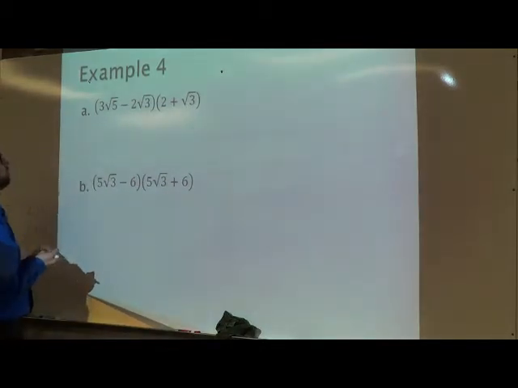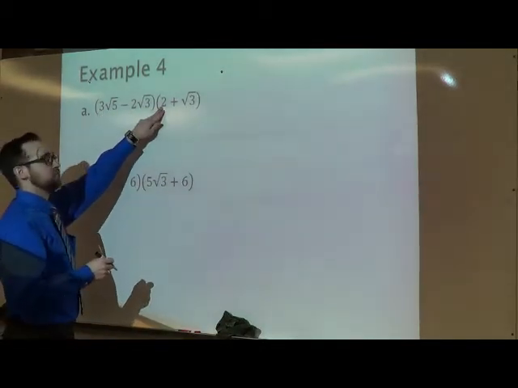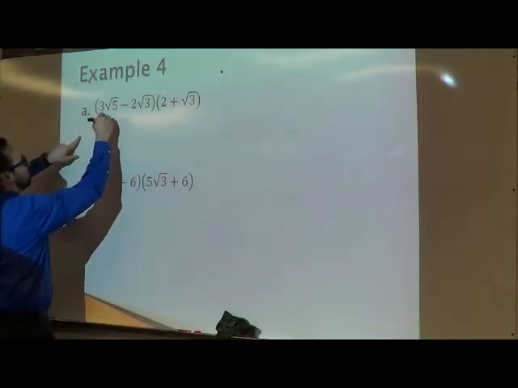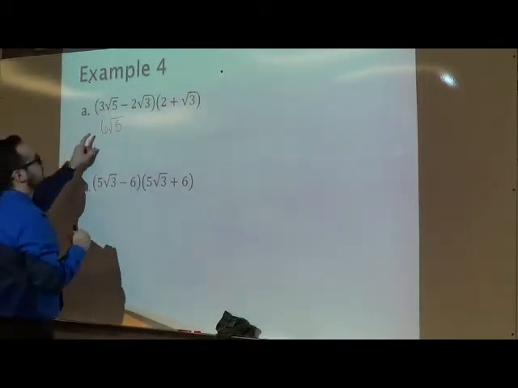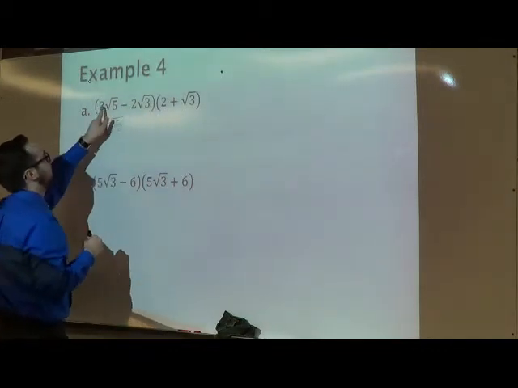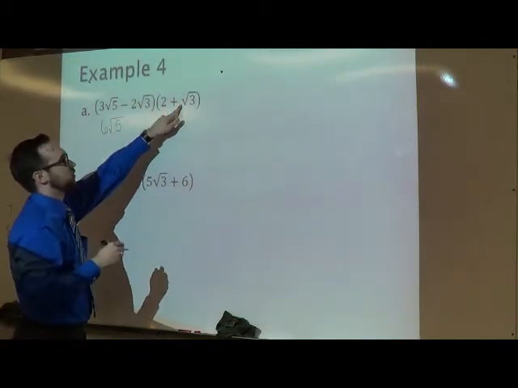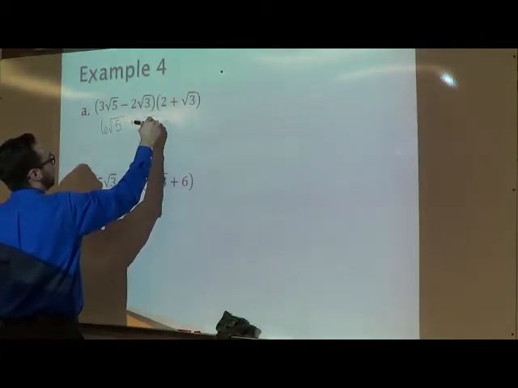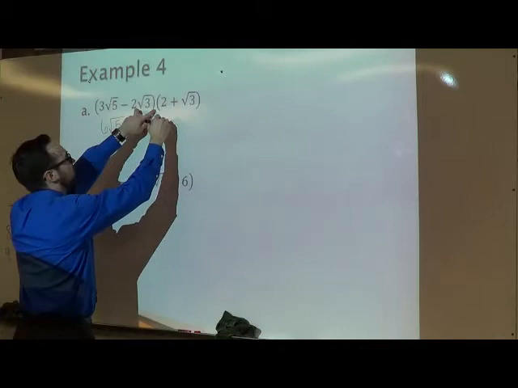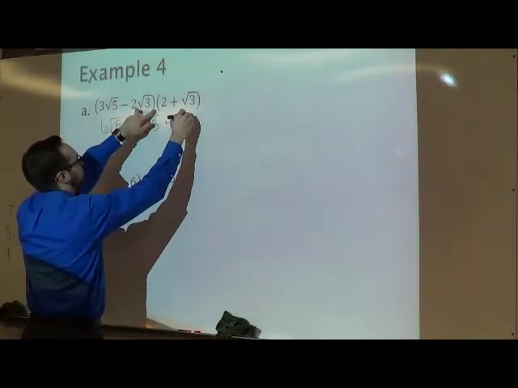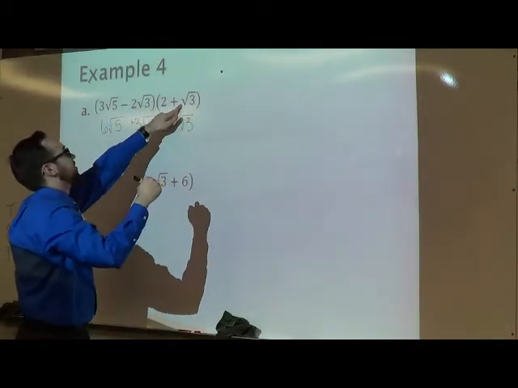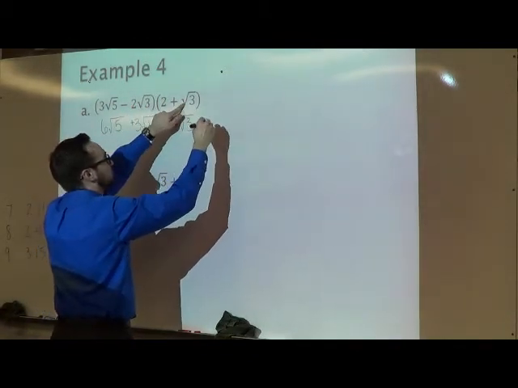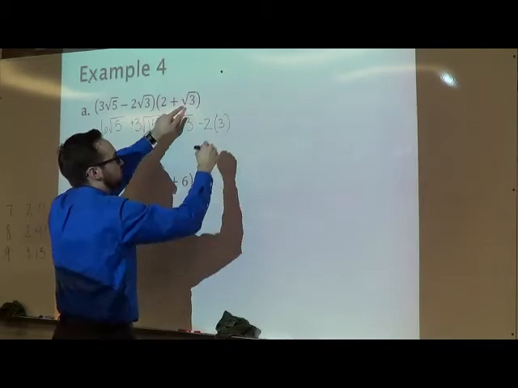So when I FOIL, we have 3 square roots of 5 times 2. I can multiply that. 2 times 3 is 6. So I have 6 square roots of 5. So that's first. Outside, 3 square roots of 5 times the square root of 3 gives me 3 square root of 15. Inside gives me 4 square root of 3. Lasts, negative 2, square root of 3 times the square root of 3 is just 3.